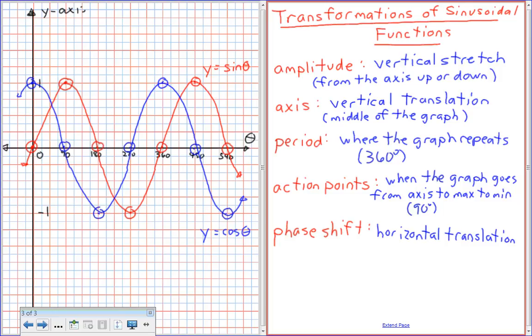Okay, this is also like what we've done already this year. We were multiplying the y values by 3 and all that. Because if you take a look, amplitude is going to be multiplying the y values. Axis is going to be like moving the entire graph up. Period is going to be multiplying or dividing the x values. Same with action points, and phase shift is horizontal translation. So it is exactly what we've done before in grade 10 and this year. It's just worded a little bit differently, and with waves.